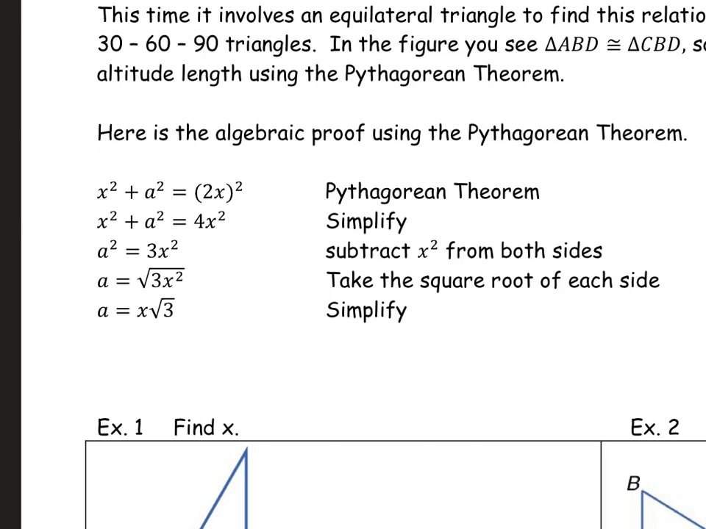So when I do that and simplify, I get that the length of the altitude is x times the square root of 3. But this x is the short leg. So you're going to hear me refer to it as a is going to be the long leg, and then x will be the short leg. So a, the long leg, is the short leg times the square root of 3.